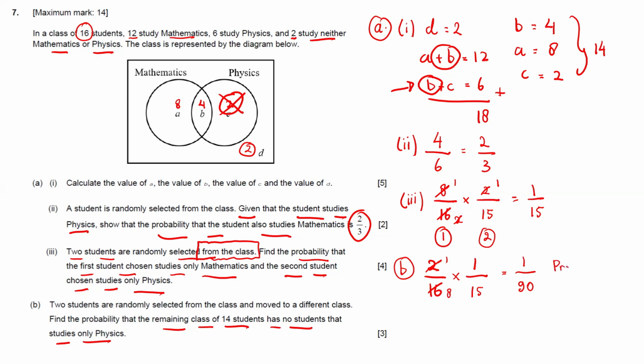The probability of choosing 2 students who study only physics. Now we want to get the opposite of this, meaning that the other 14 students have no students that study only physics. It means we want to have 1 minus 1 out of 90. Again, the keyword is the opposite, meaning that we will have 90 minus 1, which is 89 out of 90. So this is the probability that the remaining class of 14 students has no students that study only physics.